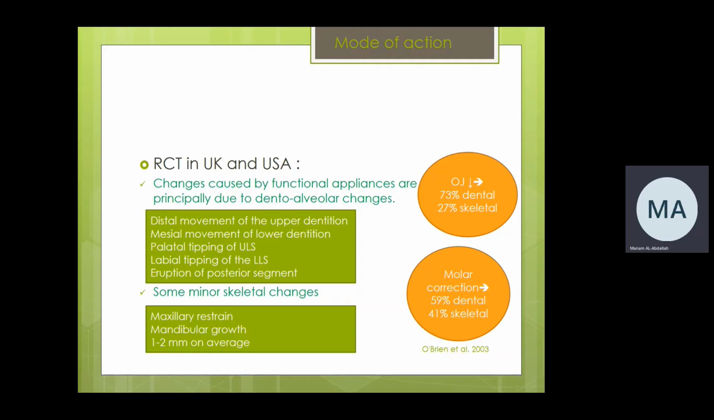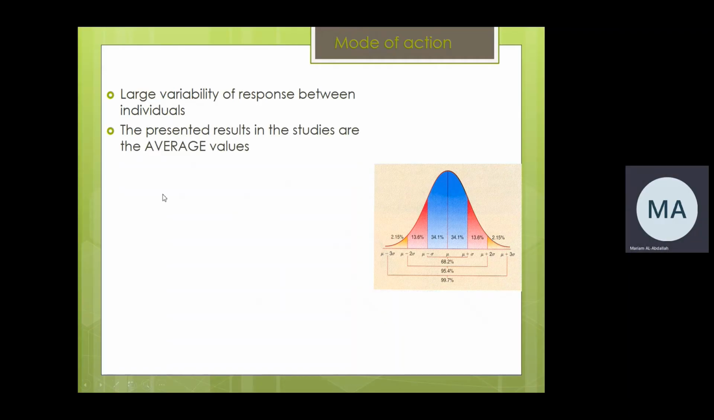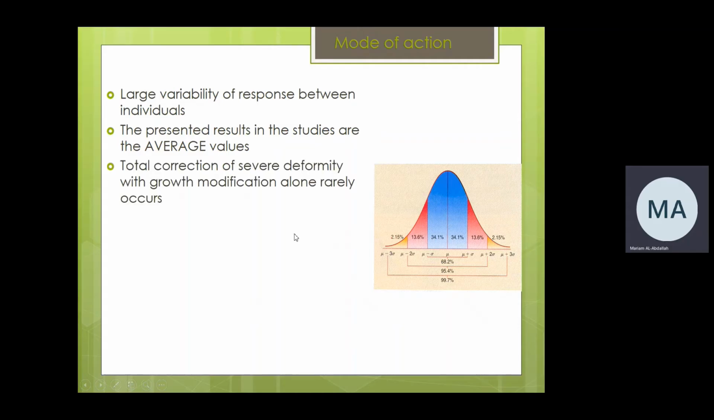So they are efficient in correcting the malocclusion, but they were not as efficient as we thought in terms of skeletal growth modification and skeletal correction. Nevertheless, we need to look at the results in terms of large variability of response between individuals. The results that were shown in the studies were the average values. So we have lots and lots of people that will have good results and improvements in their malocclusion.